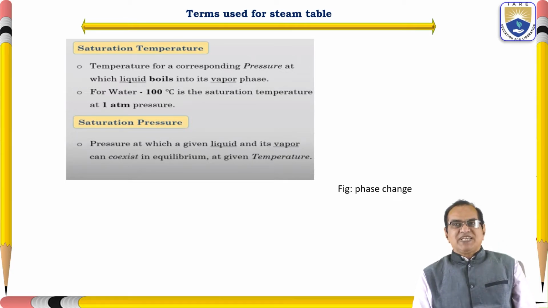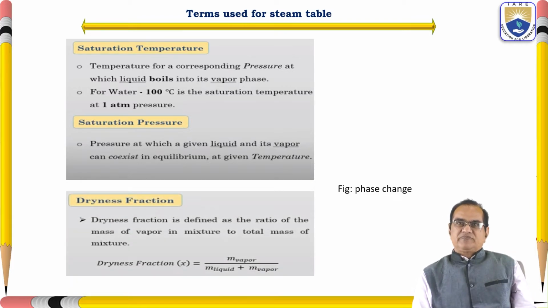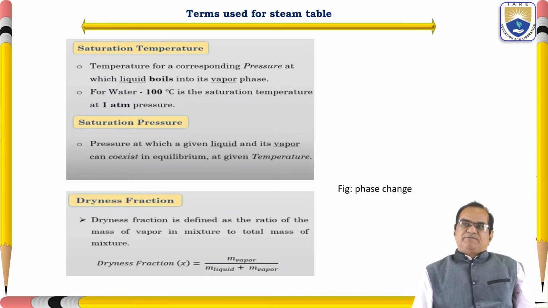What is the saturation pressure? It is the pressure at which a given liquid and its vapor can coexist in equilibrium at a given temperature. So saturation pressure is the pressure at which the liquid and the vapor can be together at a given temperature.